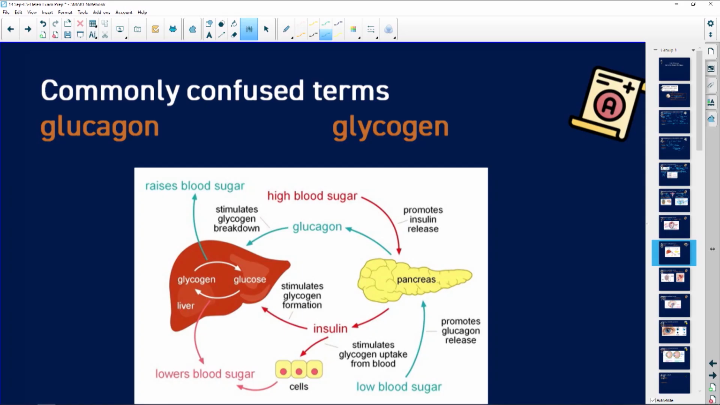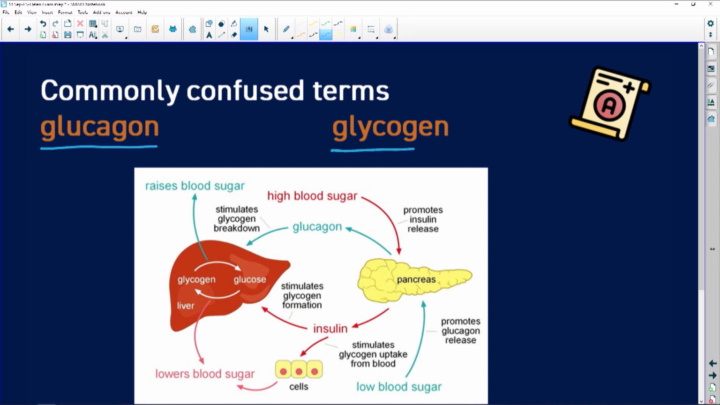All right, are we learning things? Are we making sure that we're not going to confuse some terms? This is a commonly confused term, and I'm not surprised. Why didn't scientists choose two words that sounded different?